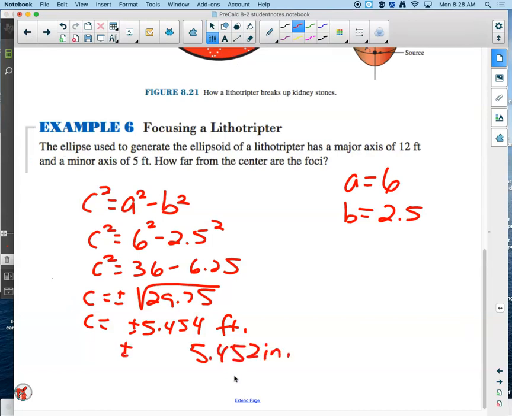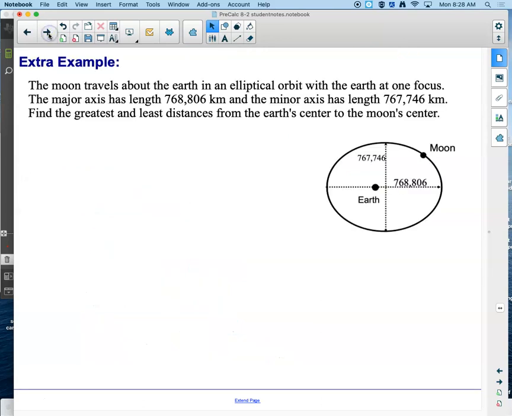So plus or minus 5 feet, 5.452 inches. And that should be the placement. So, math involved in breaking up a kidney stone. All right, one more here.